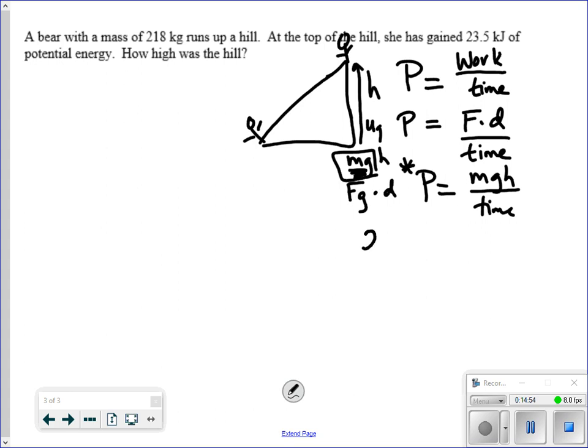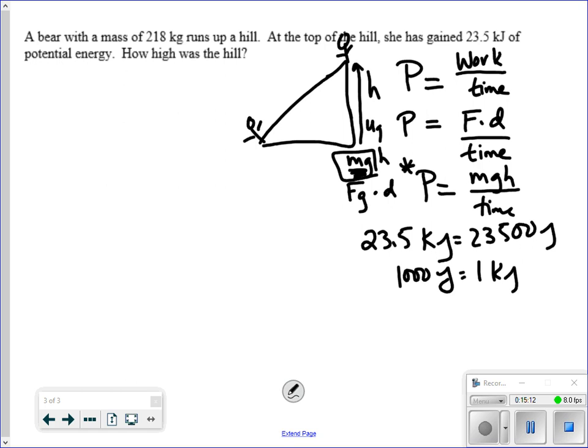Another thing I want you to keep in mind, it introduces the kilojoule. Joules are very tiny. Kilojoules are just like kilometers, right? You have 1,000 joules in 1 kilojoule. So this is 23,500 joules. It's a bunch. Okay, just move that decimal over 3 times, multiply by 1,000.